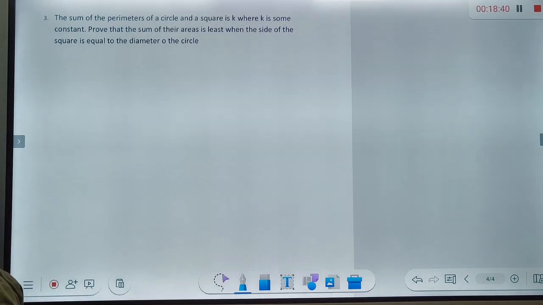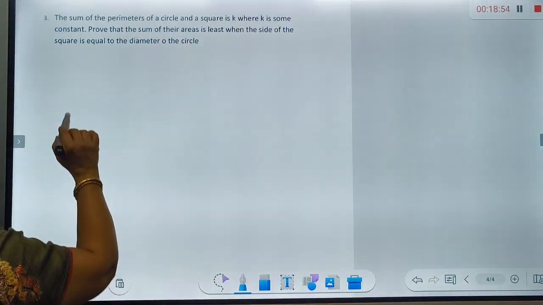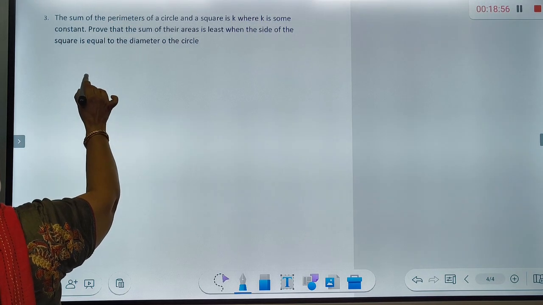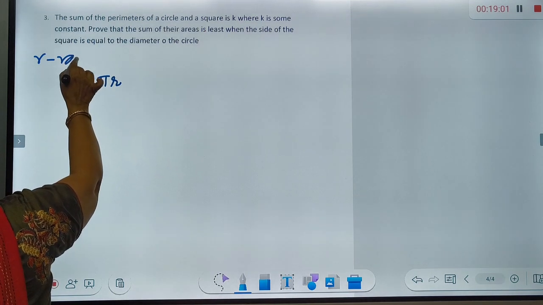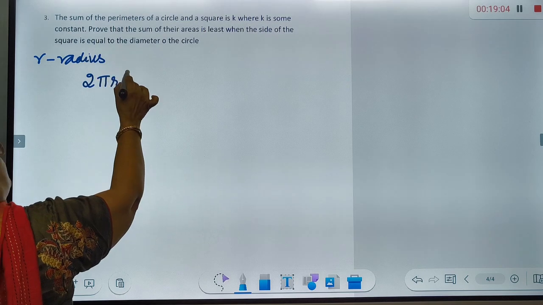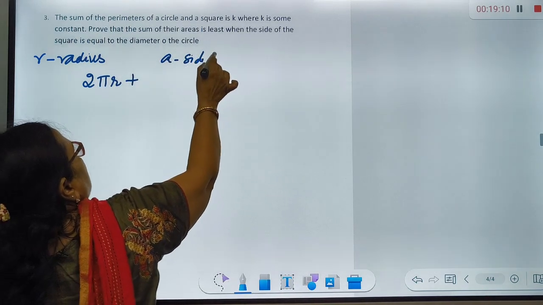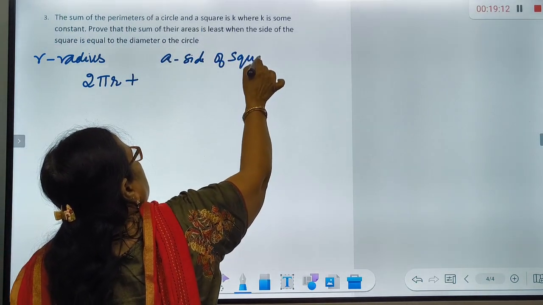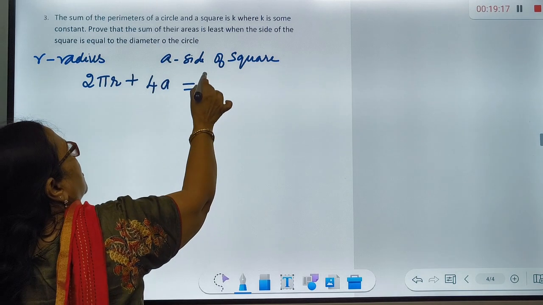Next question: the sum of the perimeters of a circle and a square is k, where k is some constant. Prove that the sum of their areas is least when the side of the square is equal to the diameter of the circle. So, what is k? Perimeter of a circle is what? 2 pi r. Let r be the radius of the circle. Plus, for a square, let a be the side of the square. Then 2 pi r plus 4a is a constant.